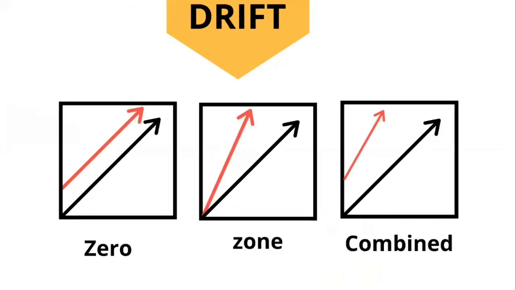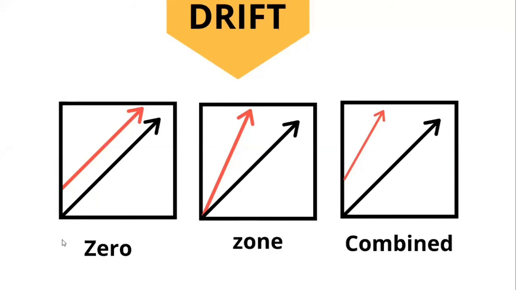Under that, we have some types: zero drift, zone drift, and combined drift. I hope these pictures can explain it. In zero drift, the black arrow mark is the ideal one, whereas the red one is the drift. In the first picture, the zero line itself is drifted. The zero should be this point, the origin, 0 comma 0, as you study in your graphs. That should be the starting point.